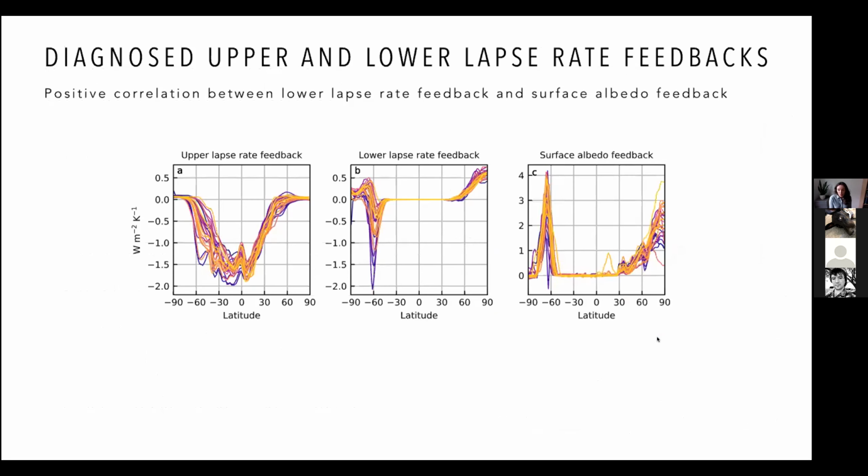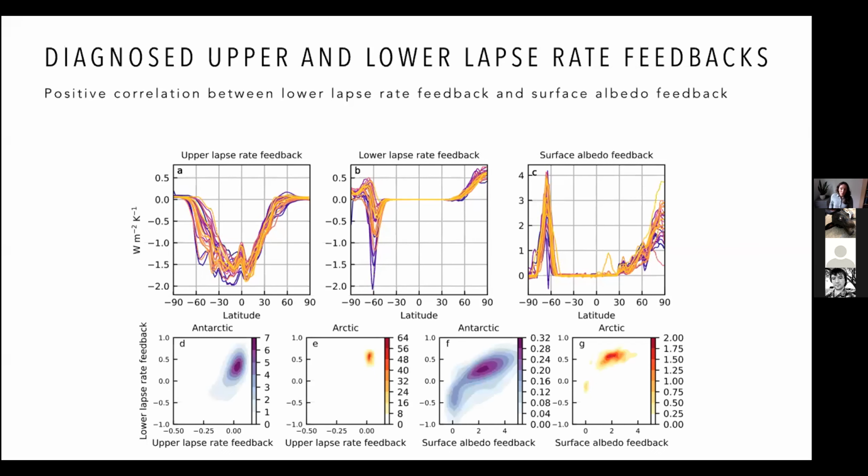The upper lapse rate feedback, which is on the left, is broadly negative. It's greatest in the tropics where warming is greatest aloft. The lower lapse rate feedback then is positive in the Arctic, where there's snow and ice melt associated with the positive surface albedo feedback. And you can see it tends to be strongly negative over the Southern Ocean, where large-scale ocean upwelling reduces the surface warming and decouples the surface from the tropospheric response. And it's zero by construction in the low latitudes.